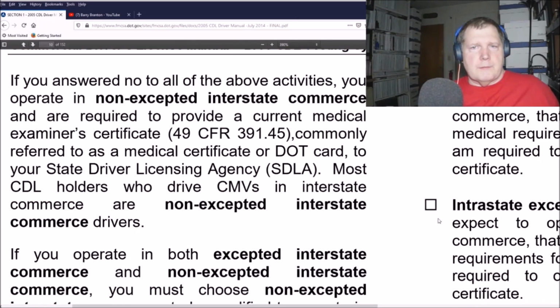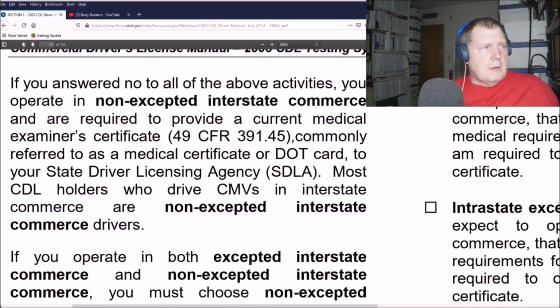Okay, next page. If you answered no to all the above activities, you operate in non-accepted interstate commerce and are required to provide a current medical examiner certificate, 49 CFR 391.45, commonly referred to as a medical certificate or DOT card, to your state driver licensing agency, SDLA.